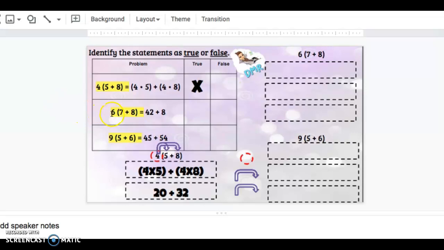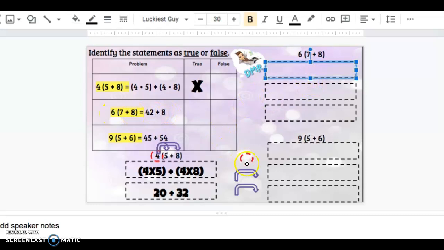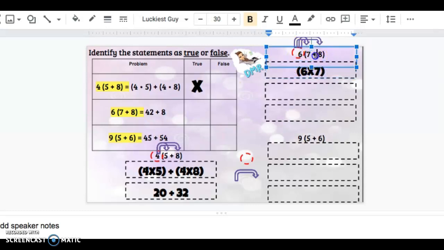So now let's look and see. We have 6 parentheses 7 plus 8. So let's go and let's do our trick-or-treating. We circle the house we're going to. We go trick-or-treating. And then our friend comes with us and goes trick-or-treating. So then I would do 6 times 7, because I got the candy, and then it's a plus sign, so the plus sign comes down, plus my friend went to that house too, so she got candy as well, times 8.